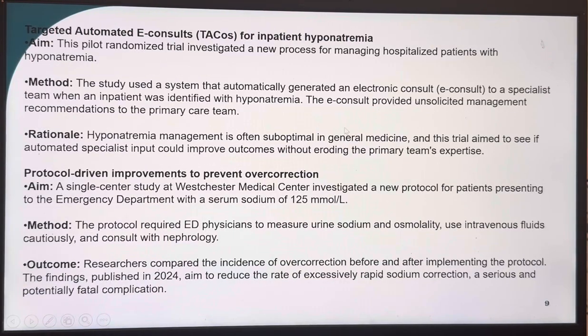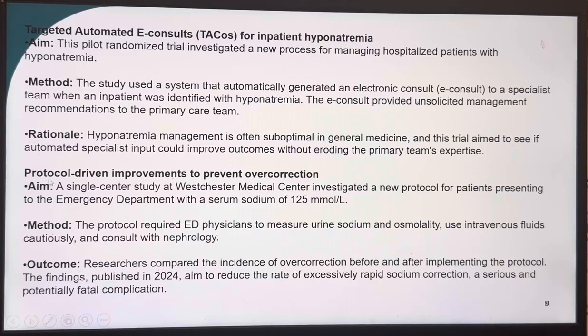Next study is targeted automated e-consults, called TACOs, for inpatient hyponatremia. Here they propose a trial where, whenever an inpatient gets hyponatremia, an automatic e-consult goes to a specialist team, and when the inpatient is identified they act immediately, so that it wouldn't be missed and you don't have the complications of it.